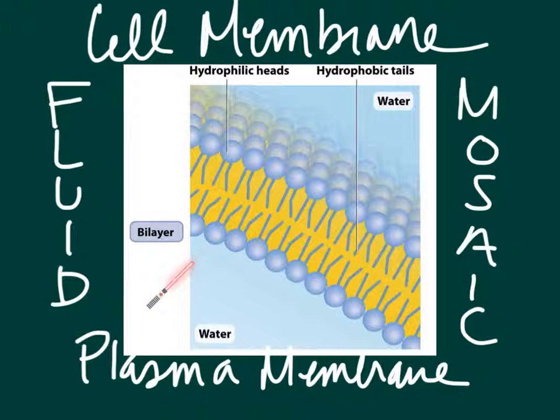So, a phospholipid is this one individual piece right here with a glycerol head. Do you remember glycerol? Glycerol. And 2 fatty acid tails. One fatty acid tail, the second fatty acid tail.